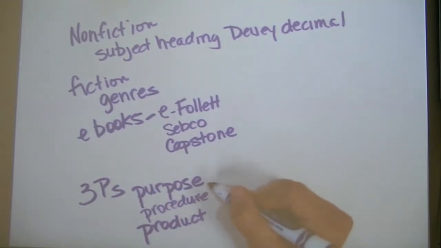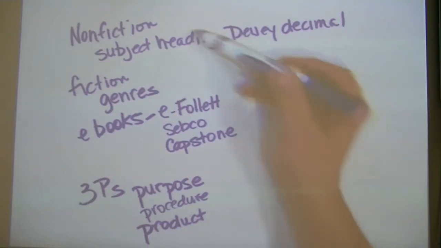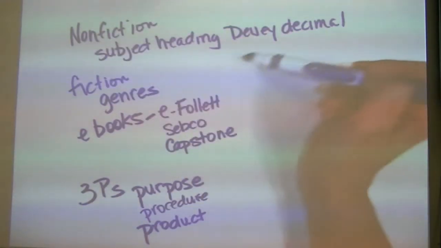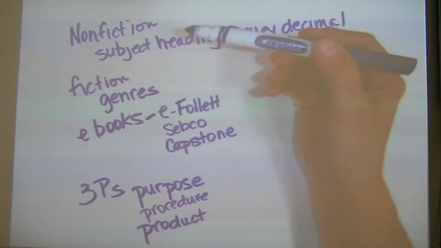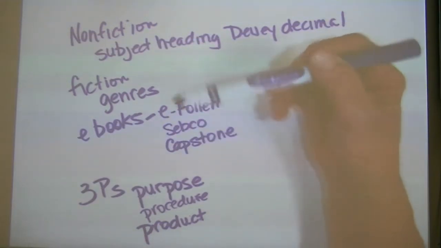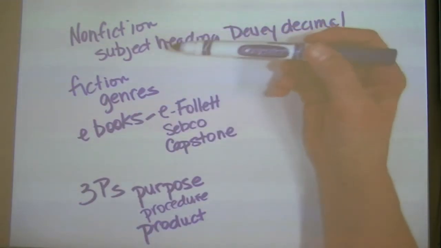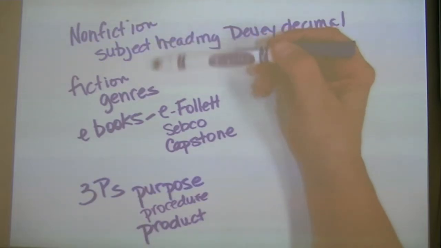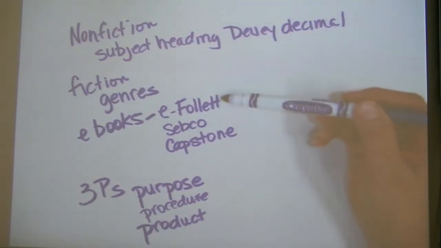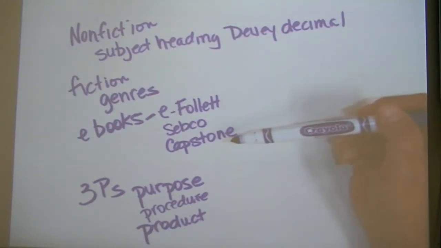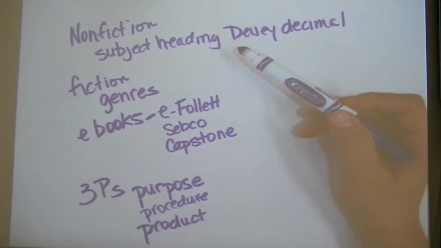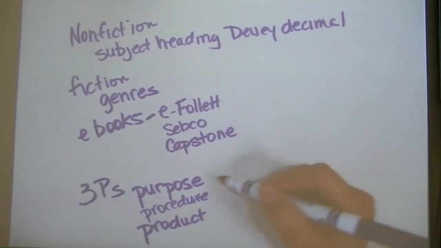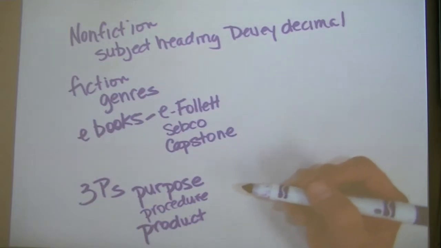What I found out with the kids is when I would ask them, they could regurgitate this to me on the day that I taught them these things, but if they came back a week later, they could not make the connection. They were always confusing subject headings with the genres. They love the ebooks, but they're struggling in finding things in the library. So my whole purpose is to get them to be able to find things in the library.